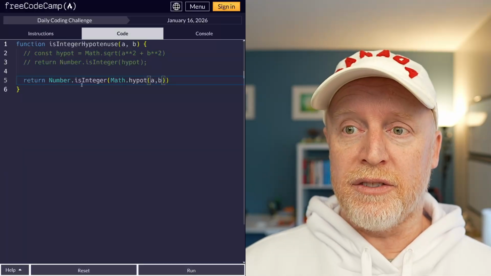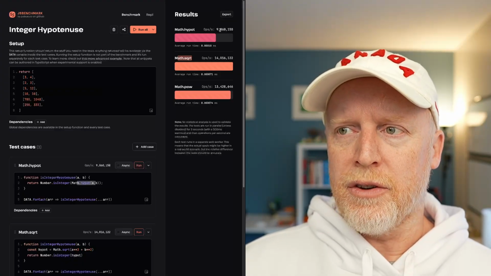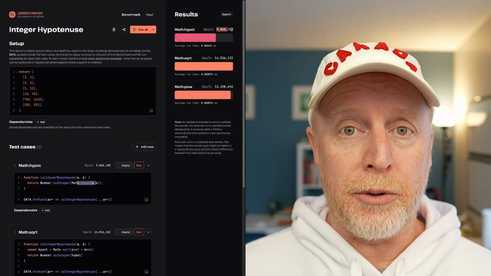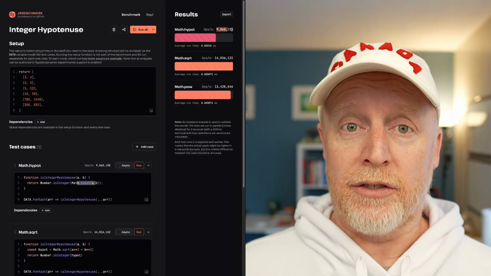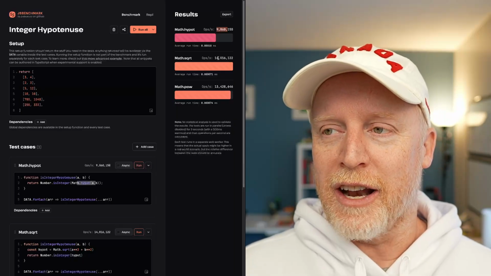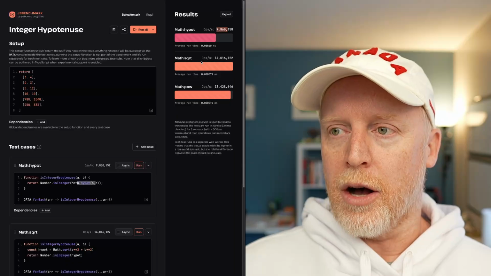Now, as I said, this is the slower of these two options. So in my testing, still very fast, right? Using Math.hypot, almost 10 million ops per second. That's fast, okay? And then doing it with the square root, you get an extra 4 million ops per second, so 14 million ops per second.